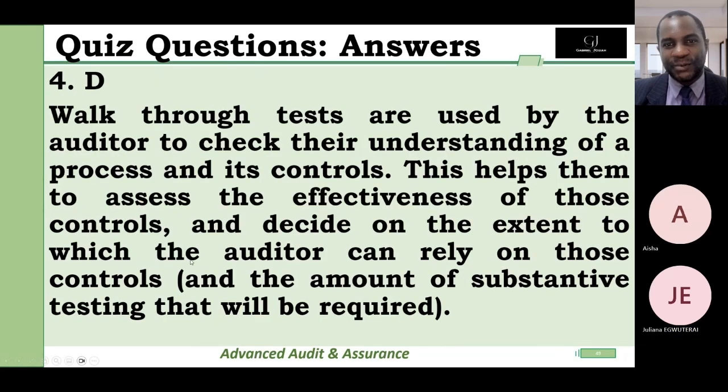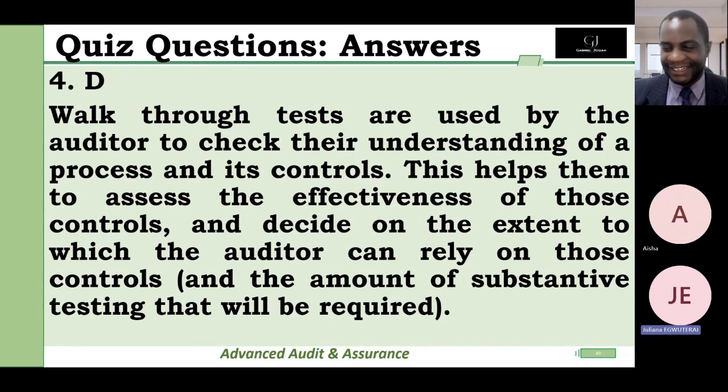Okay, so let's go to number 4. Walkthrough tests are used by the auditor to check the understanding of a process and its controls. This helped them. So J got it. She said D. She sat down and thought it through and said D is the answer.